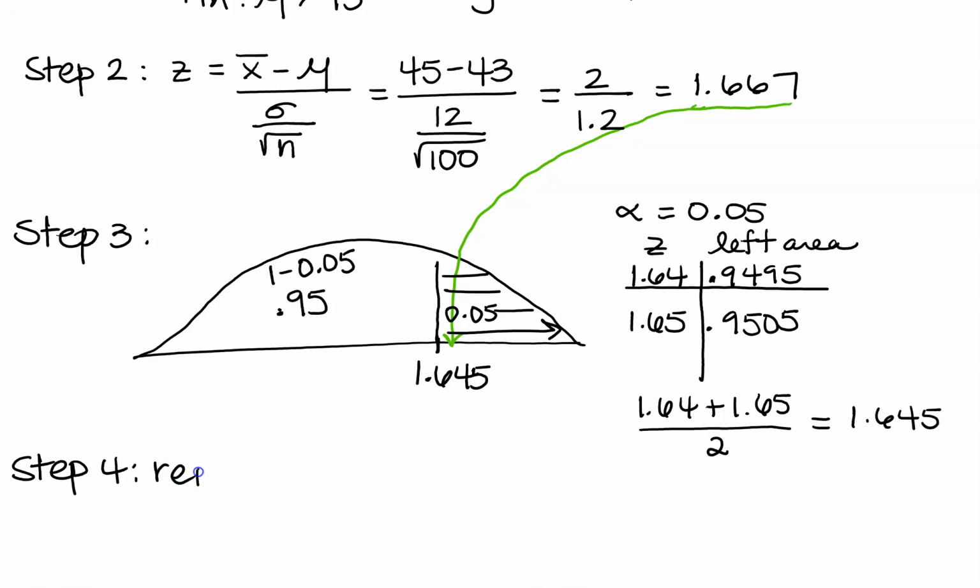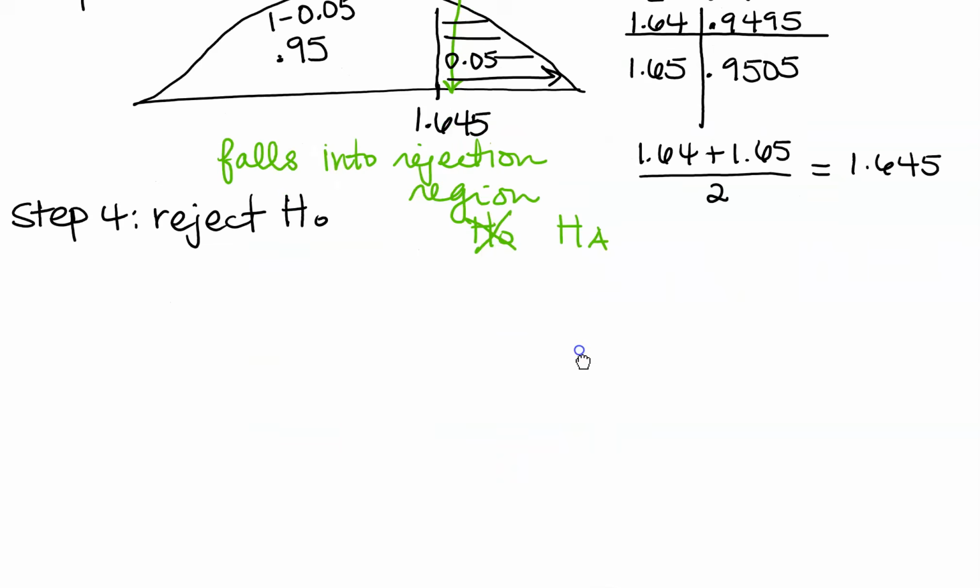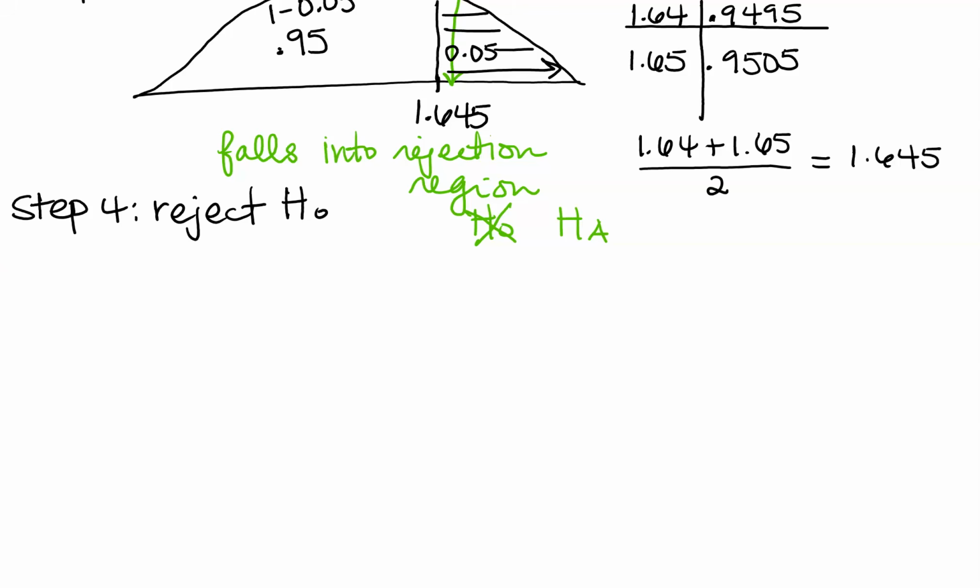And so we reject H0 because this test statistic falls into the rejection region. So now that we have made our decision to reject H0, so I've put an X on H0, that means we are accepting the alternative hypothesis, HA. So now we are ready to write our conclusion.